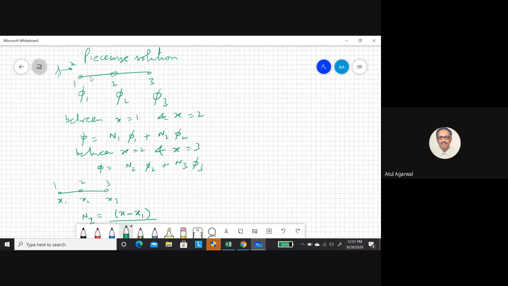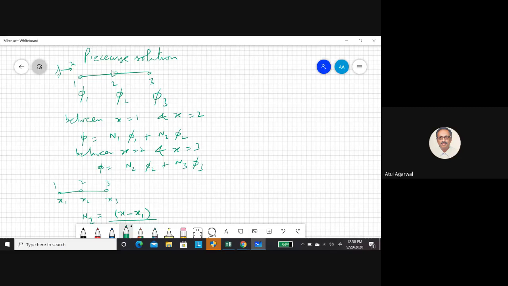In this region, function value is given by this. In this region, function value is given by this. So we are not giving a global solution. This is what happens in the finite element method. You try to give a piecewise solution. So what happens is, this is the inter-element boundary. This is element 1, this is element 2.